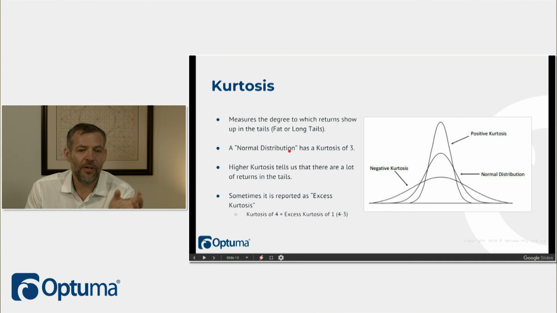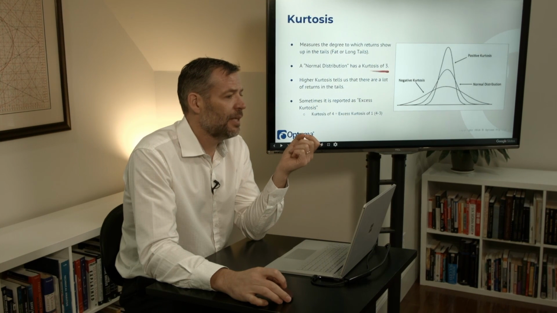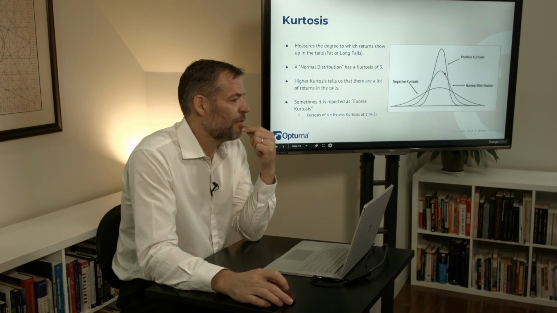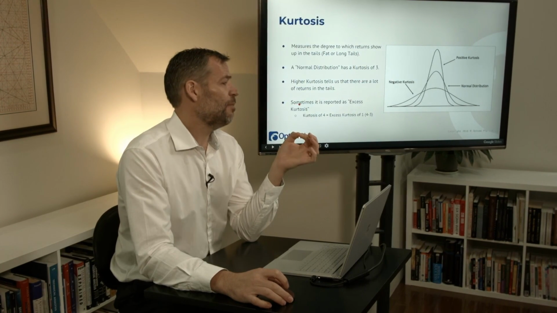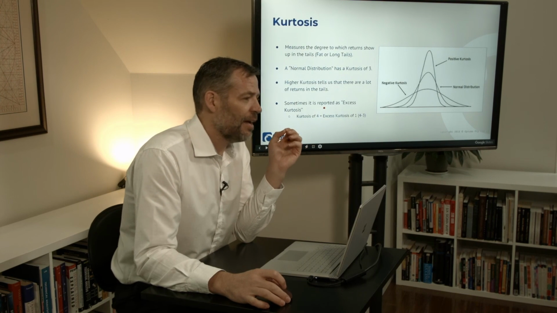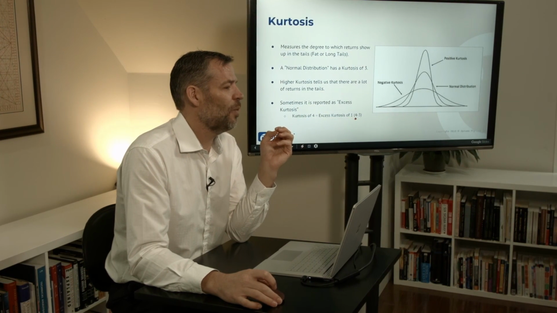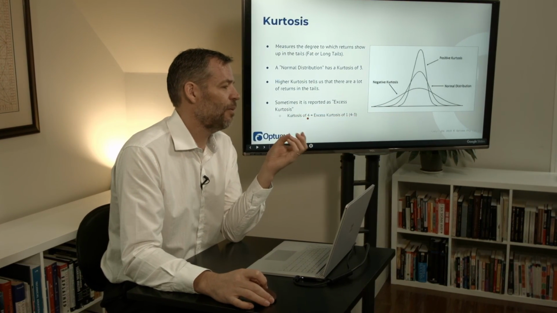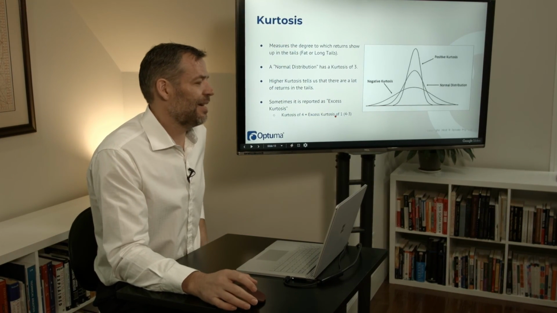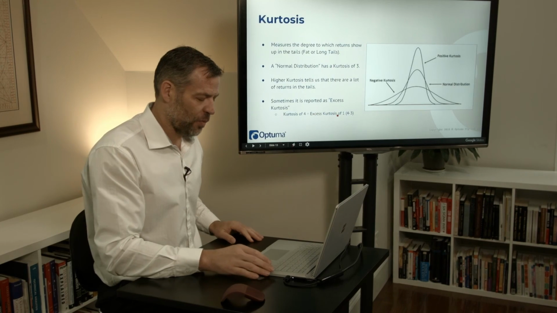The normal distribution has a kurtosis of 3. That's just something to remember. So the normal curve here in the middle would have a kurtosis of 3. Sometimes people talk about excess kurtosis, and all they're doing is subtracting away the 3. So if I had a kurtosis value of 4, then excess kurtosis would be 1.